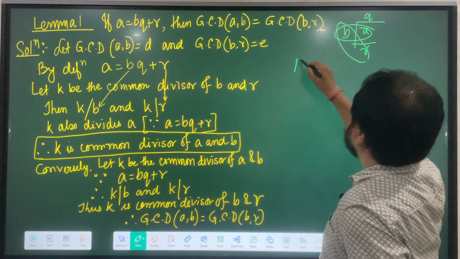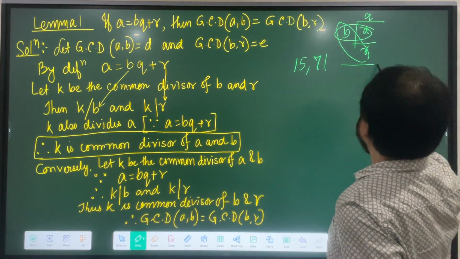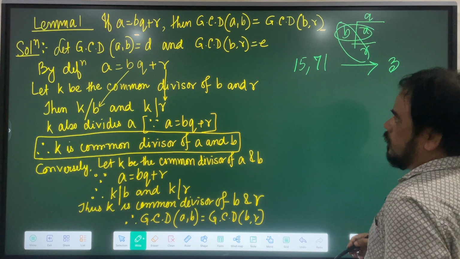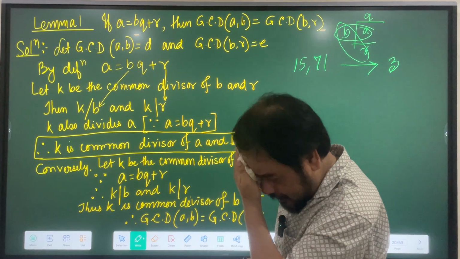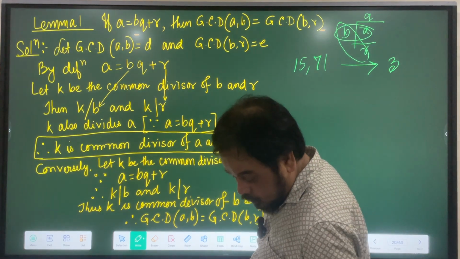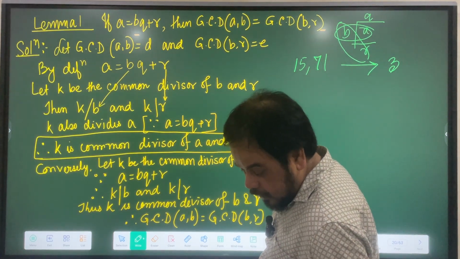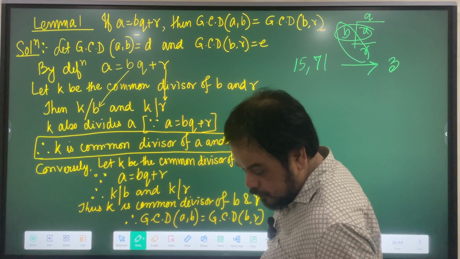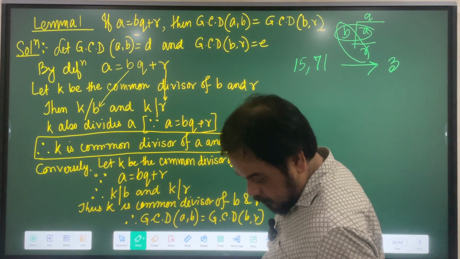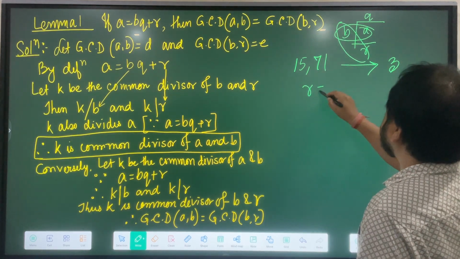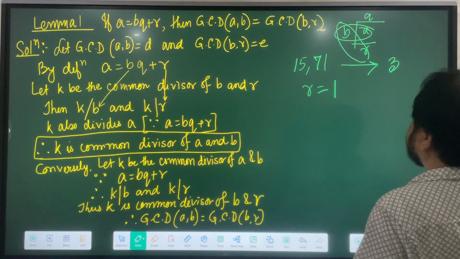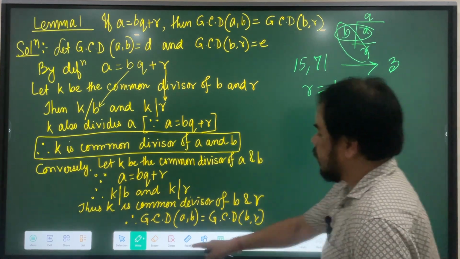Yes, we have done 15 and 71. GCD we have got 3. Okay, and what remainder did we get on that page? The remainder is 1.